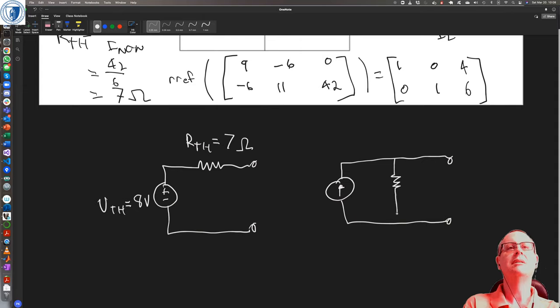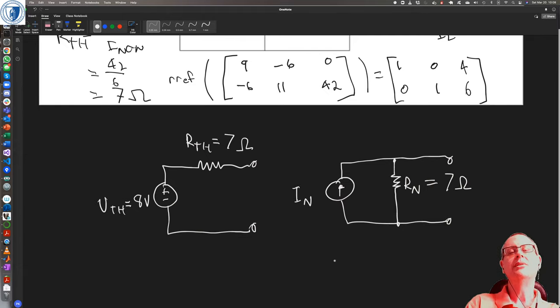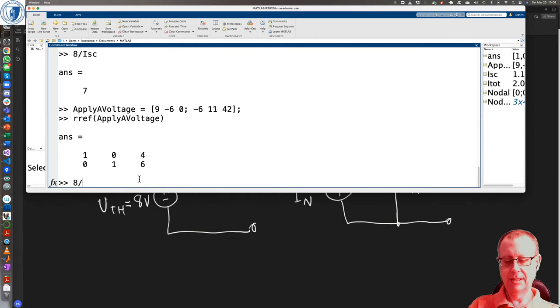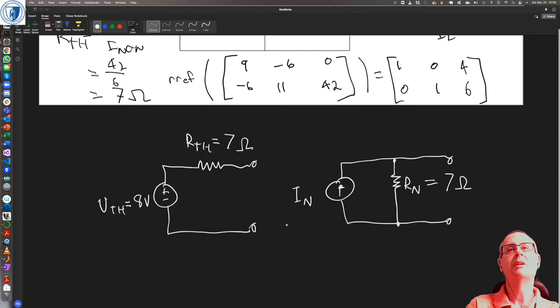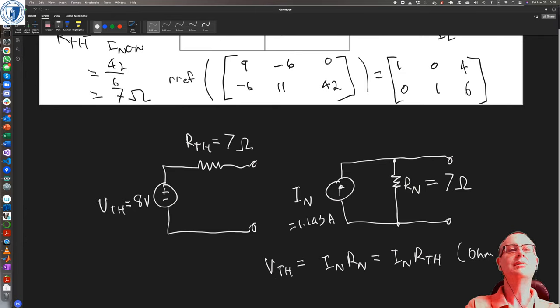Right, where you have your parallel, and that's also 7 ohms, and you write what you think is the, what was it, 1.14, is that what it said? I forgot, it's going to be 8 volts on 7, 1.143. Right, and the fact that I just did that is telling me the following, right? That VTH equals IN RN, which is equal to IN RTH, which should look very familiar to you because it's Ohm's law.